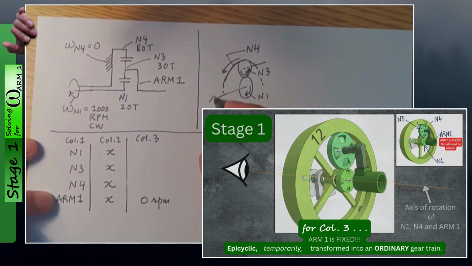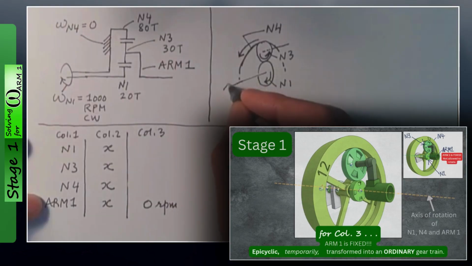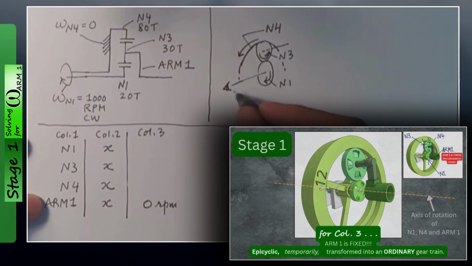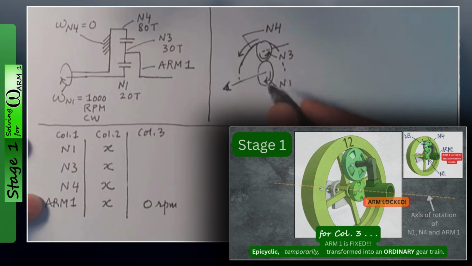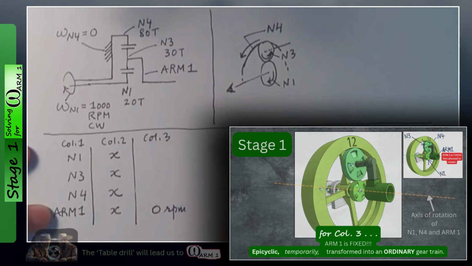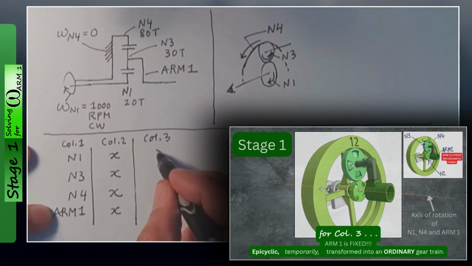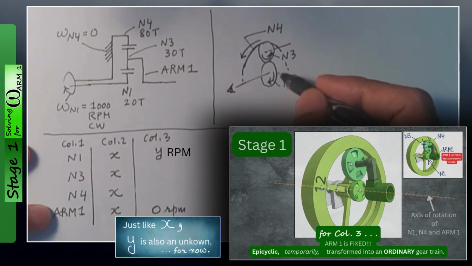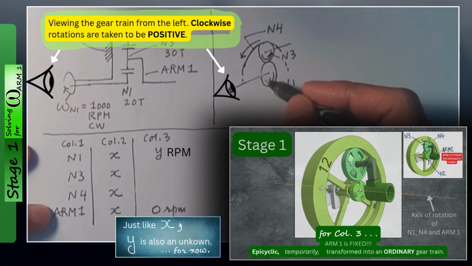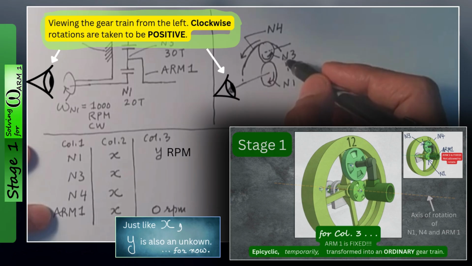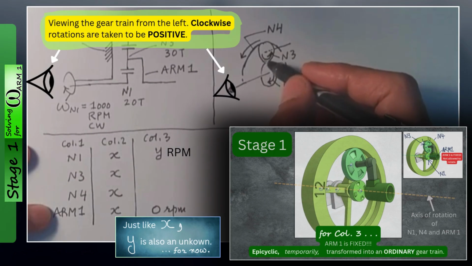Now, as we said earlier, we are looking at the gear train from the left, and we're going to consider clockwise rotations as positive. Okay, so now that we have this simple gear train to work with, let's give N1 a certain number of RPMs, let's say Y RPM. So if N1 rotates at Y RPM in the clockwise direction, N3 will rotate in the counterclockwise direction.